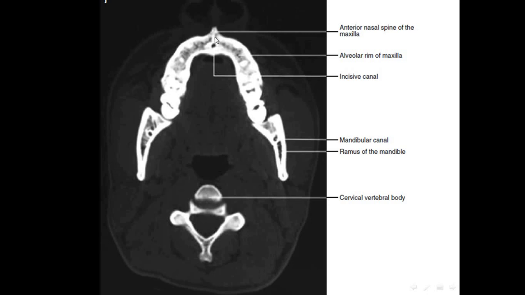More down, this is the anterior nasal spine of maxilla, and this foramen or canal is called the incisive canal. This is the alveolar rim of the maxilla. This is the mandibular canal, the ramus of mandible, and cervical vertebral body.